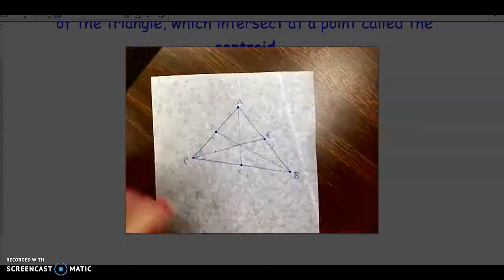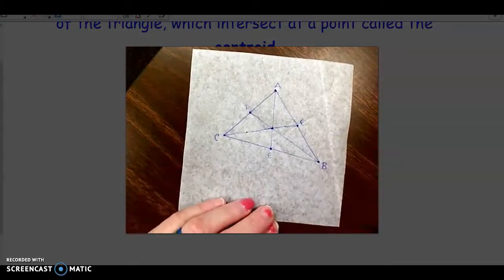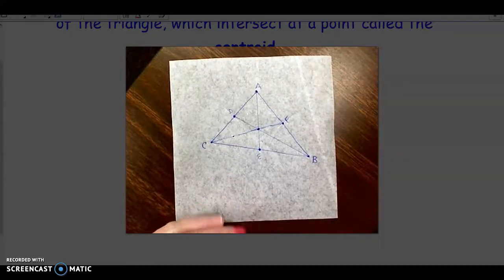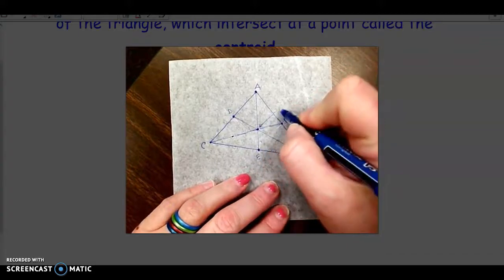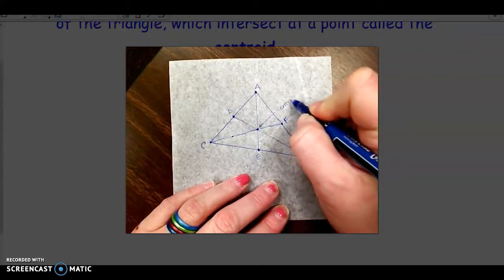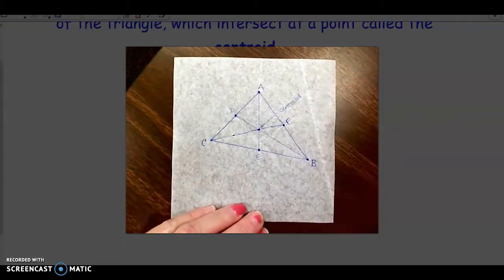Now, if you'll notice, those 3 medians intersected at a single point. So remember, they are called concurrent segments because they all intersect at a single point. The medians intersect at a point called the centroid. So you can label the centroid.